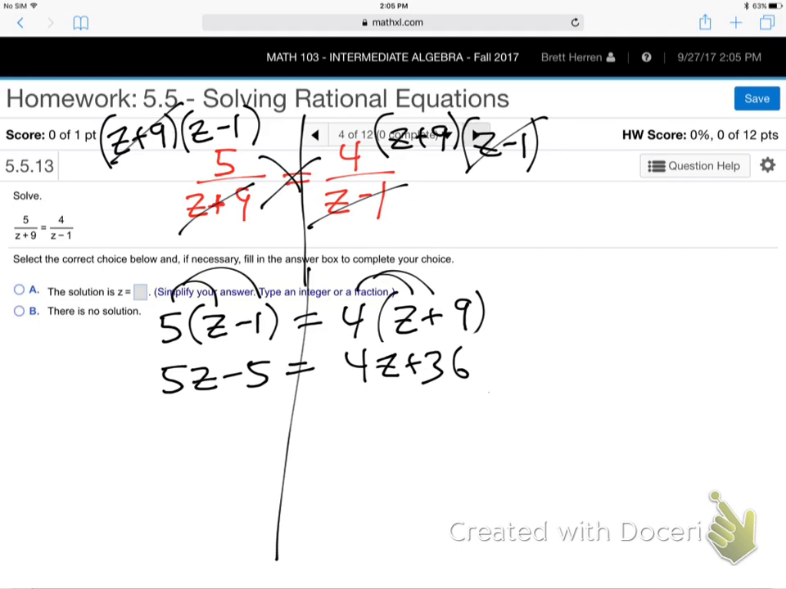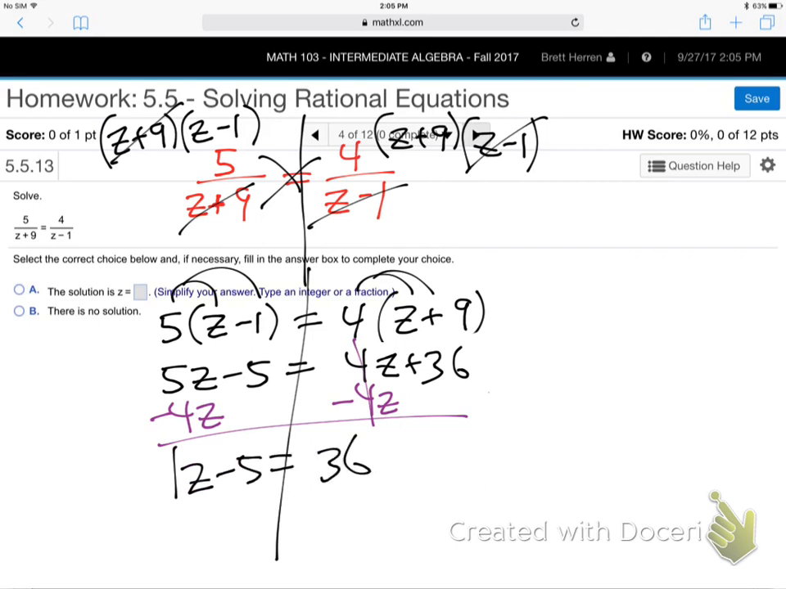Don't worry about the minus 5 and plus 36 right now. Focus on the z's. What do we always do when we've got z's on opposite sides? Get rid of one of them. Get rid of the lower one is a good idea. So just subtract the 4z. Notice we have no more fractions after that first step. And so what does that leave us? 1z minus 5 is 36. Then add the 5. So 1z, these cancel, is what, 41? Z is 41? We got it.